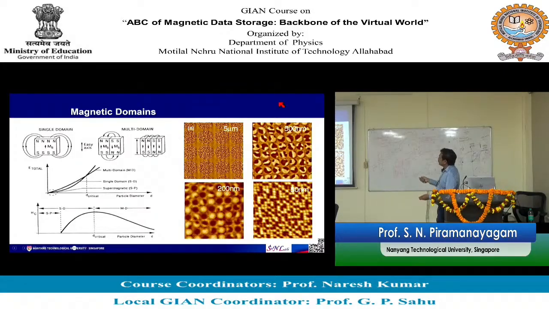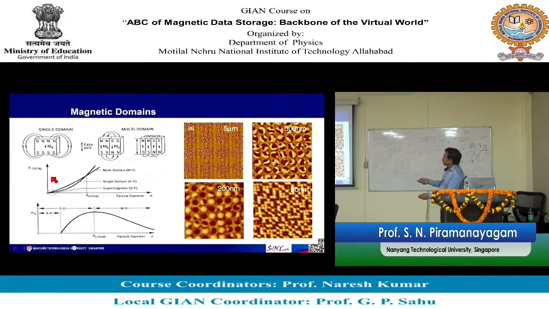When you reduce the diameter to 200 nanometer, sometimes you see one domain, sometimes you see two domains. But when you go to a smaller size, 50 nanometer, each cylinder shows only one pattern. Either they are yellow or they are brown, which means they are in single domain. There is only one domain.